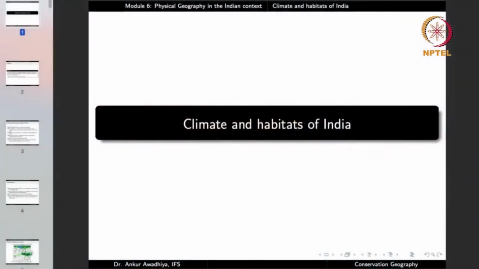Namaste. We carry forward our discussion on physical geography in the Indian context, and in this lecture, we shall explore the climate and habitats of India.